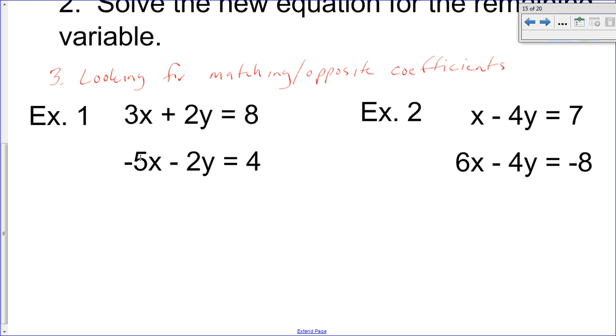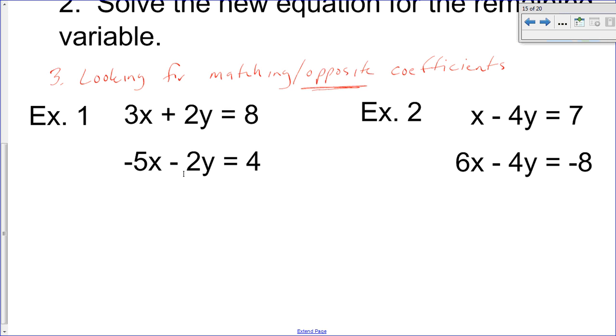So if I look at my x values, x is over x, y is over y, and constant is over constant. So that's good, but my x's aren't matching. One's a 3, one's a negative 5. Those aren't matching, nor are they opposites. Look at my y values. Well, I have a 2y here and a negative 2y here. That's what I want. That's that opposite idea.